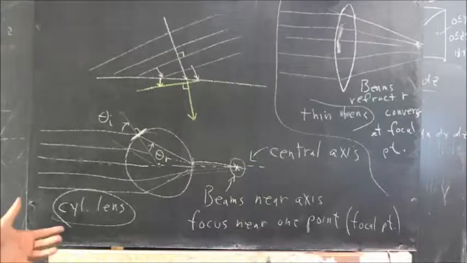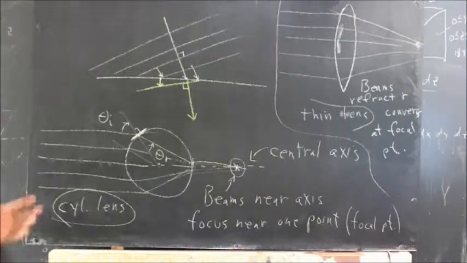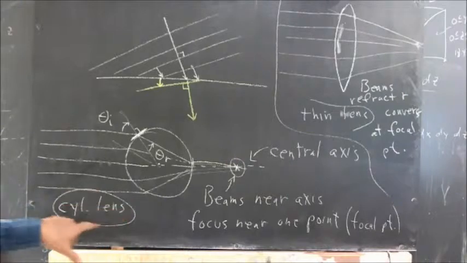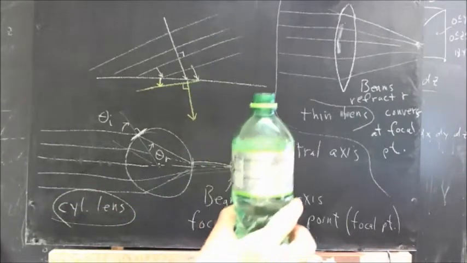Now we want to talk a little bit about how refraction relates to the behavior of a lens. Okay, so let's start with the idea of a cylindrical lens. Now we could have water, there is water here.